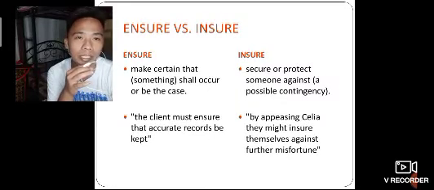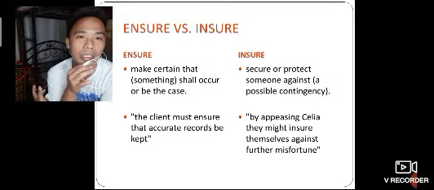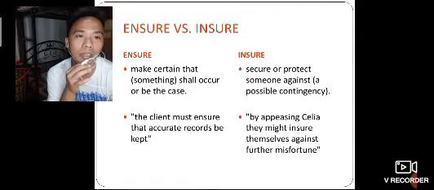Ensure versus insure. Ensure: make certain that something shall occur or be the case. For example, the client must ensure that accurate records be kept. Insure: secure or protect someone against a possible contingency. For example, by appeasing Celia, they might insure themselves against further misfortune.